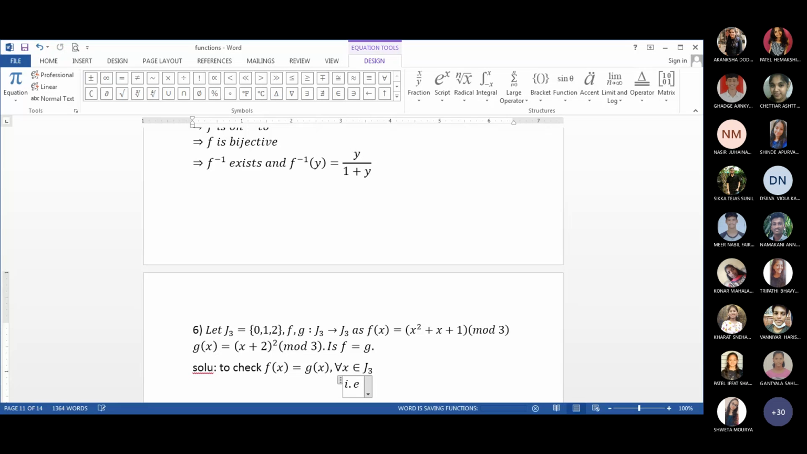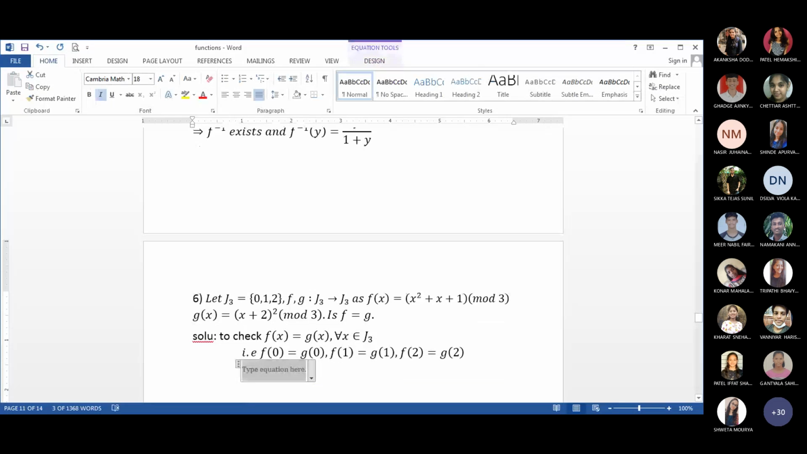But how many elements are in J3? There are 3 elements, 0, 1 and 2. So that means what I have to prove is f of 0 is equal to g of 0, f of 1 is equal to g of 1, f of 2 is equal to g of 2. That is what it means that f of x is equal to g of x for all x belonging to J3.